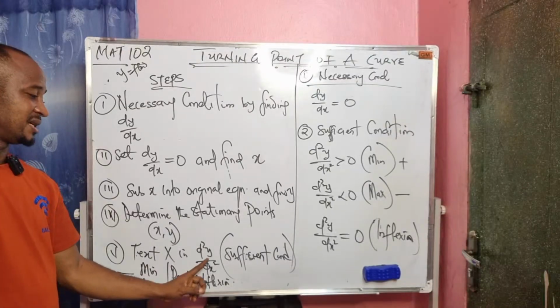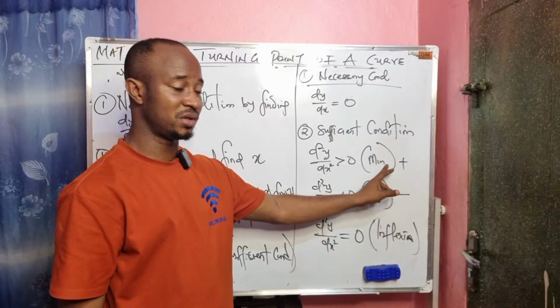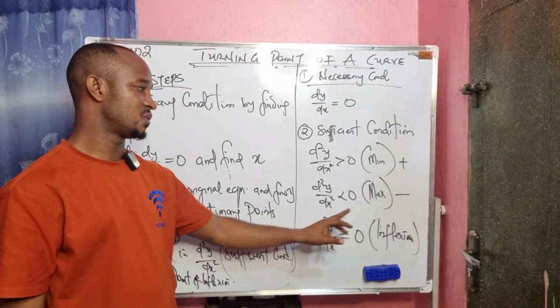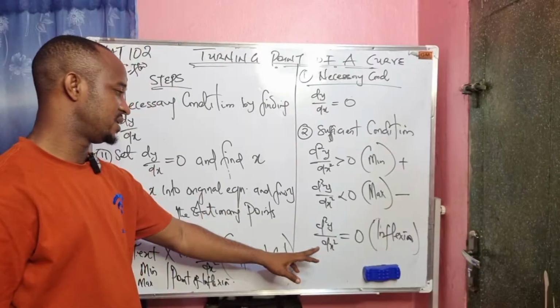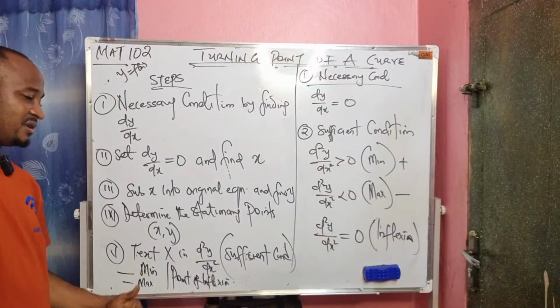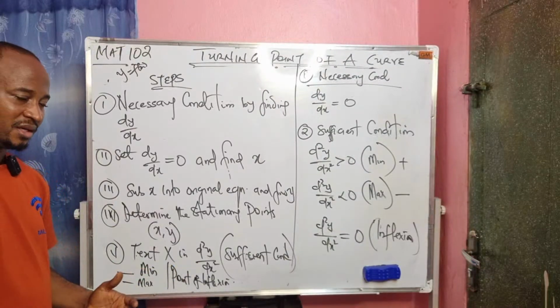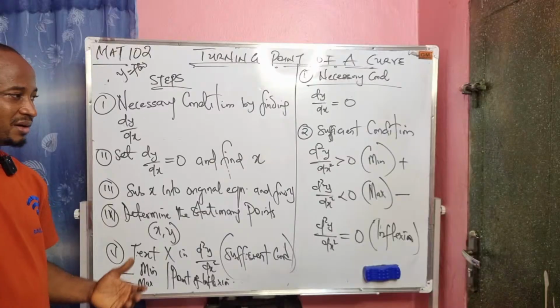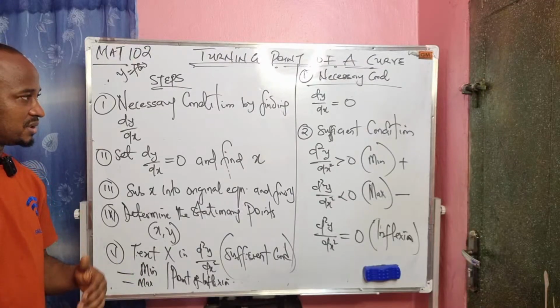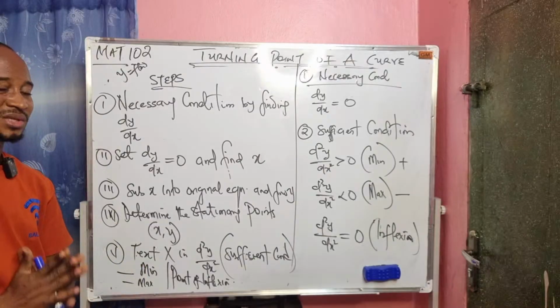Okay, then if it is greater than what? 0, it is a minimum turning point. If it's less than 0, is what? Maximum turning point. If it's equal to 0, is what? Point of inflection. So after putting in the value of x, we can know if the second derivative is either less than 0, greater than 0, or equal to 0. All right, so these are the steps that you must take note of.